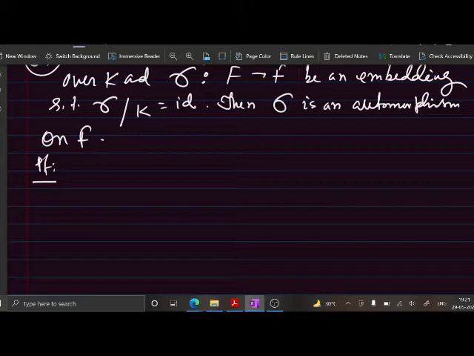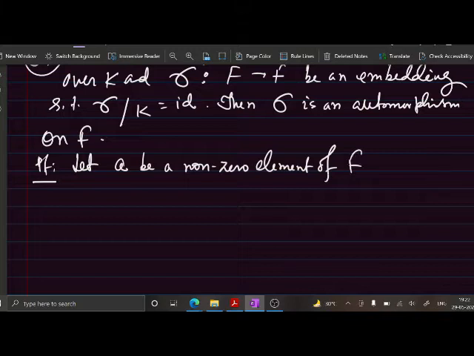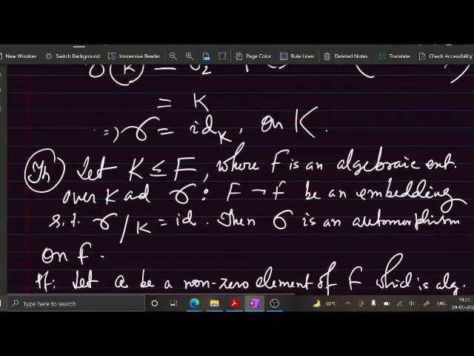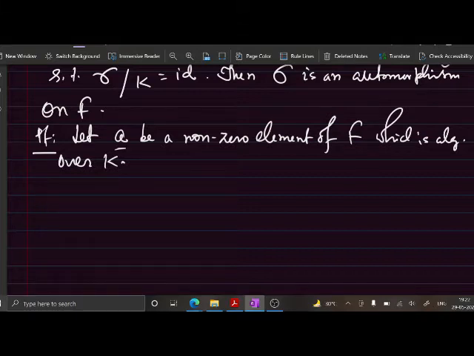So to prove this theorem, let us suppose that small a be a non-zero element of F which is algebraic over K. Now since every element of F is algebraic, since F is an algebraic extension, so this is algebraic over K.